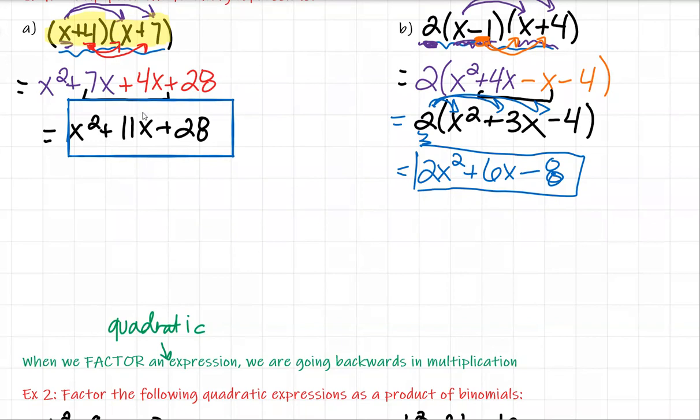We'll notice that the last term, the 28, I get that from taking 4 times 7. 4 times 7 was 28. That's where that came from. And then the middle term, the 11x, I got that from taking 4 plus 7. 4 plus 7 is 11. So that's kind of how they correlate to the two constants that were in the binomials. So that's the main idea when we're factoring.